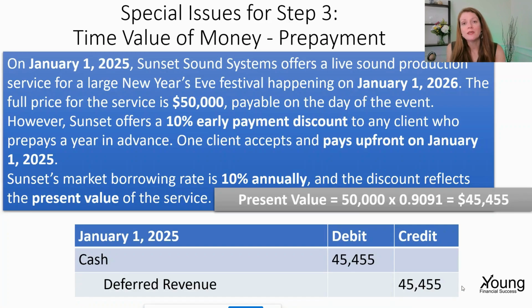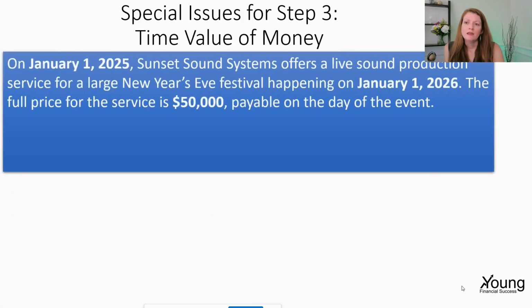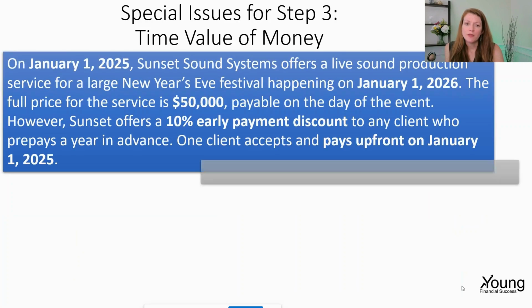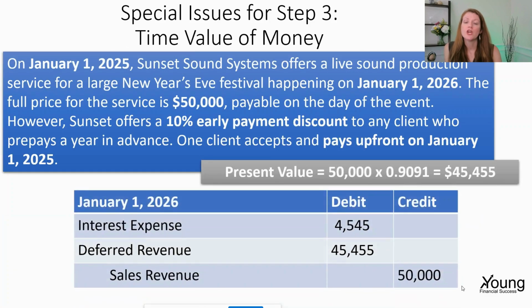So in total, they'll be accepting cash of $45,455. They haven't done anything for it yet. Sunset has not done anything. So they're going to put it in deferred or unearned revenue, that liability account. Same situation here. And whenever January 1st, 2026 comes, they've provided them with their live sound production.